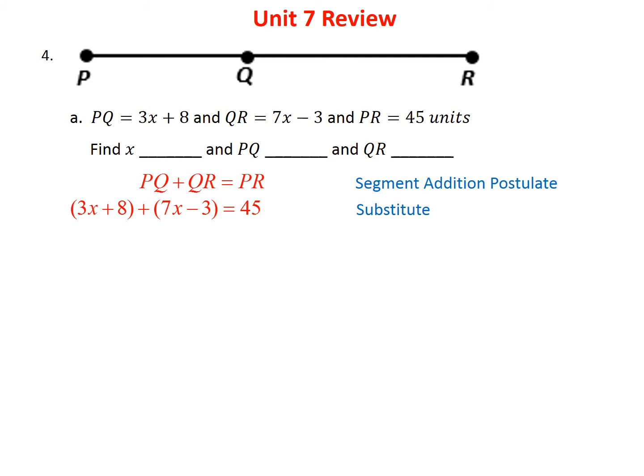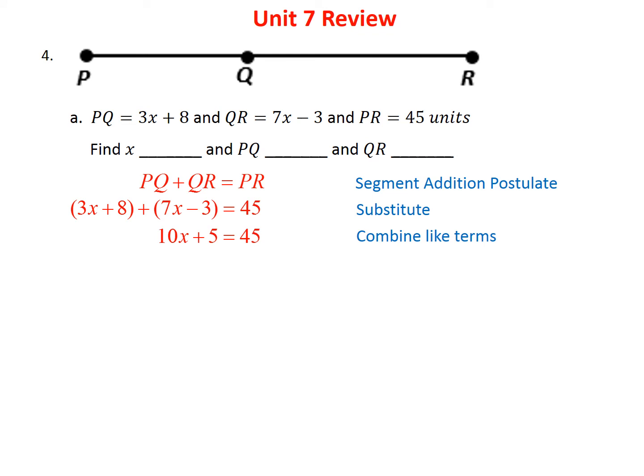Now all we have to do is substitute what we know about these. PQ is 3x plus 8, and QR is 7x minus 3, and they told us that PR is 45 units. Now we simply have an algebra problem to solve. First let's combine like terms. 3x and 7x is 10x. 8 minus 3 is 5.